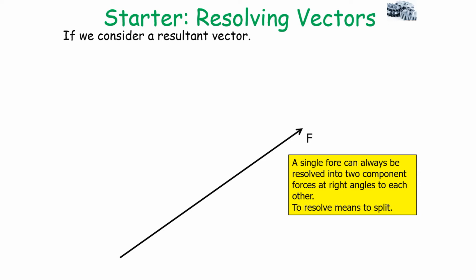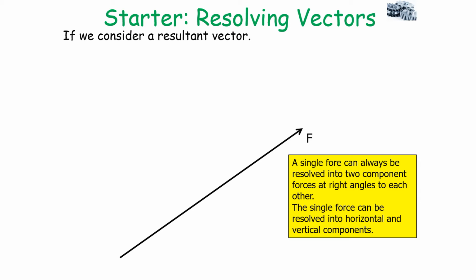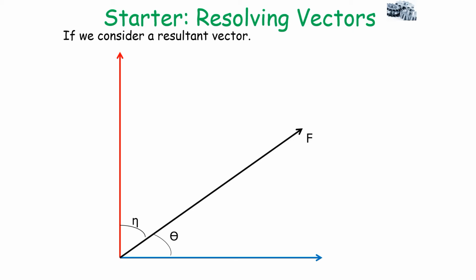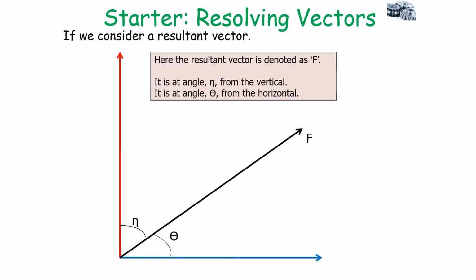Now, to resolve means to split our resultant force into two separate ones. So our single force can be resolved into horizontal and vertical components as shown on the following diagram. Here our resultant vector is denoted as F, but there's an angle phi from the vertical as shown on the screen and an angle theta as shown from the horizontal.